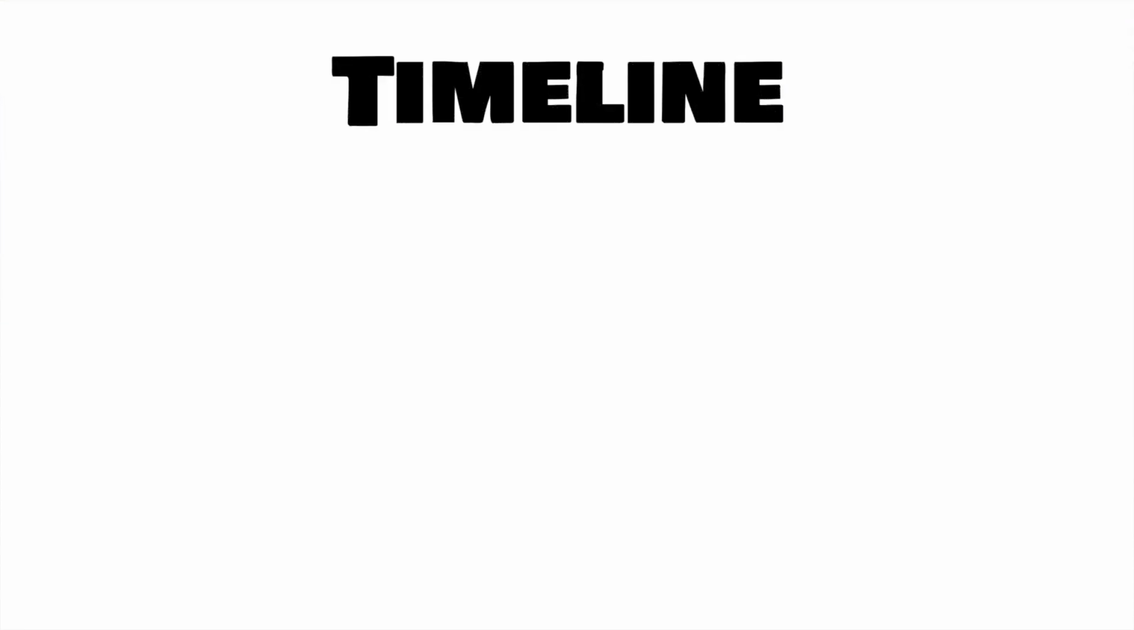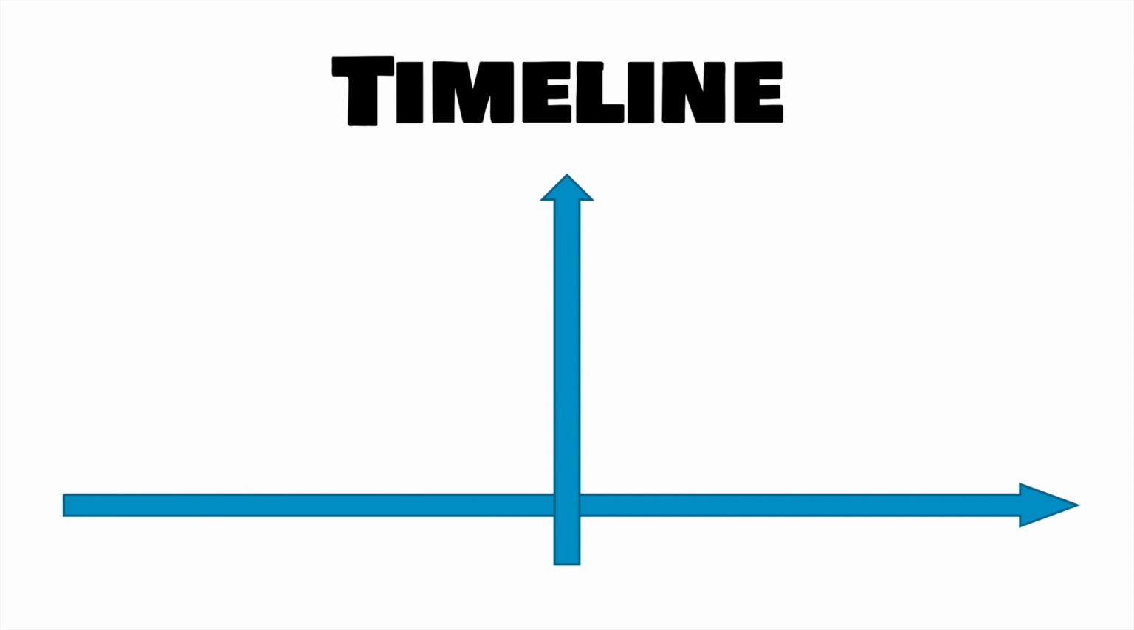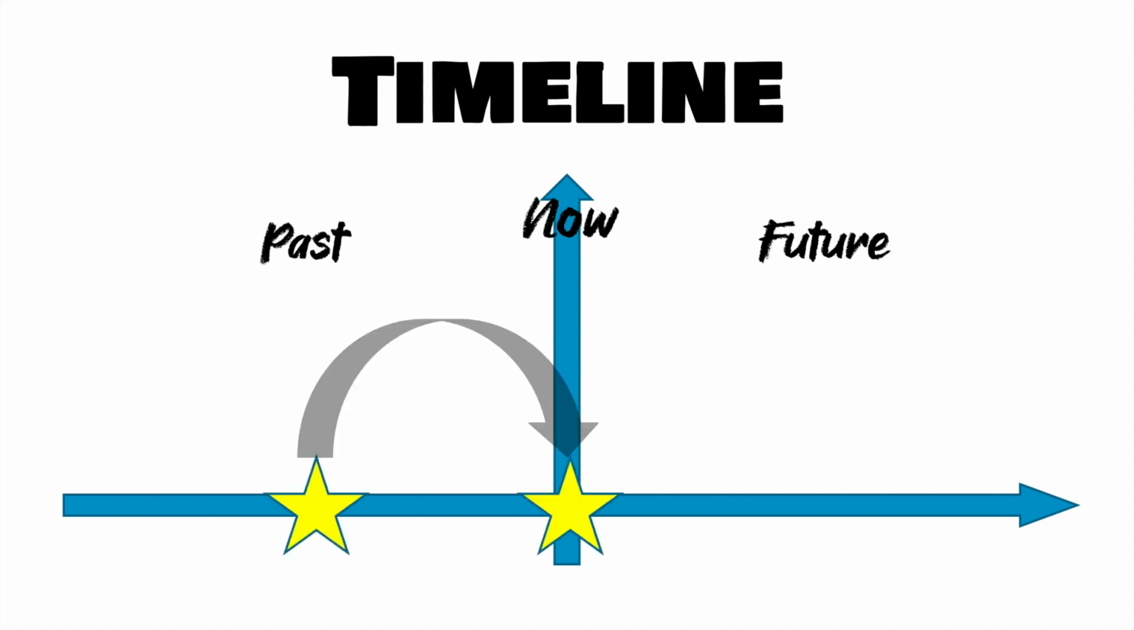First, we're going to take a look at the timeline. So we have a horizontal and a vertical line. On the left side, we have the past. The vertical line is the present, so now. And the right-hand side is the future. So we have two dots or two stars and one arrow, as you can see from the drawing. That means that it's an action that started sometime in the past and can continue in the present. And so maybe there is an indication of the future too, because it could also lead to the future.